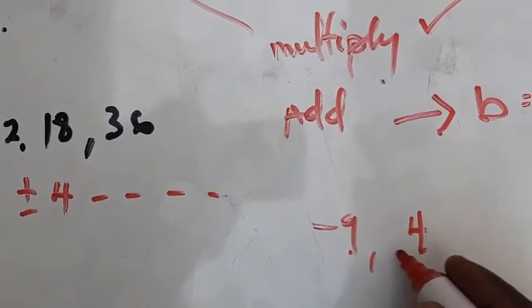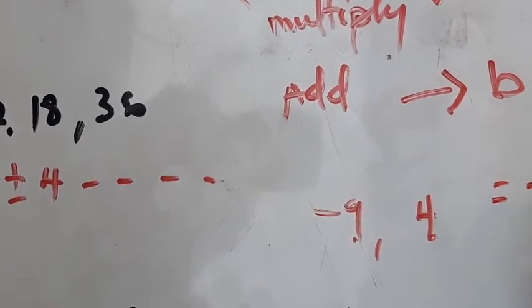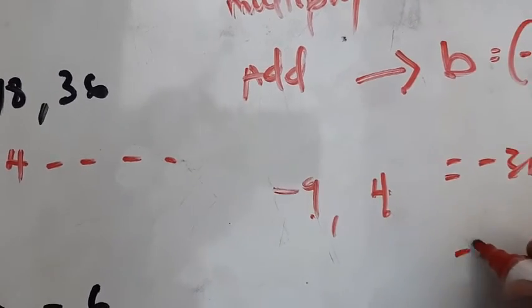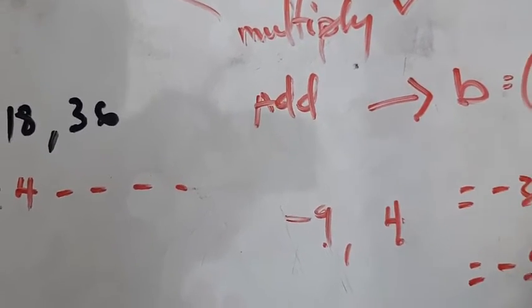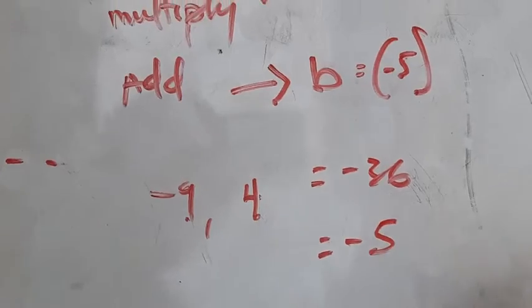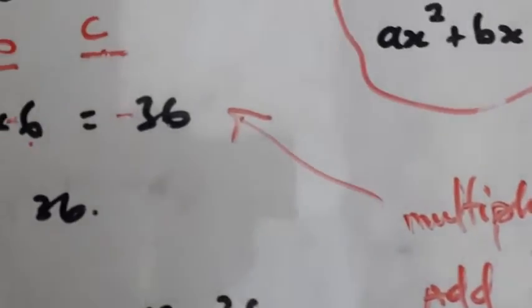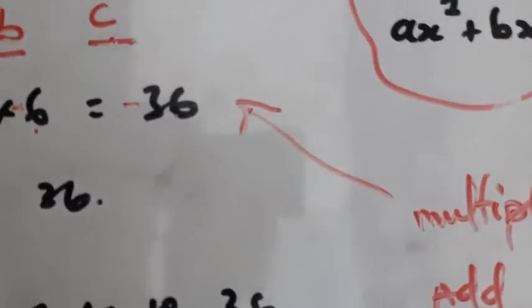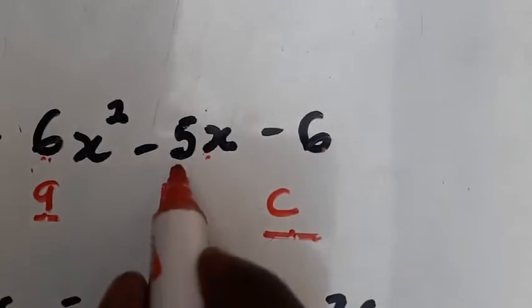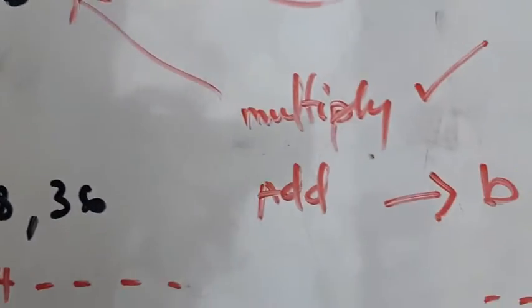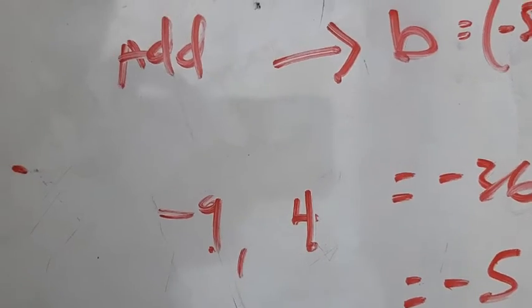If you multiply this guy by that guy, that should give me a negative 36 here. If you add them, you can see that that gives me a negative 5. This is exactly what we are talking about. This is the AC that we had earlier on, negative 36. And then the B from the question here is negative 5. Exactly. Is that okay? So these are the two factors that we are going to pick.